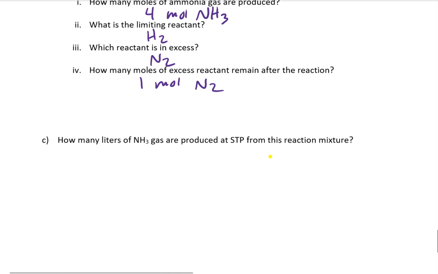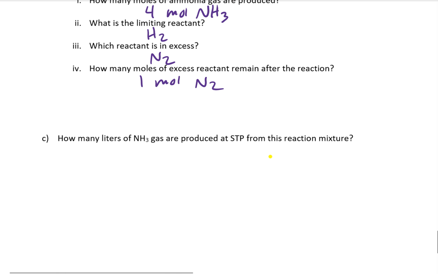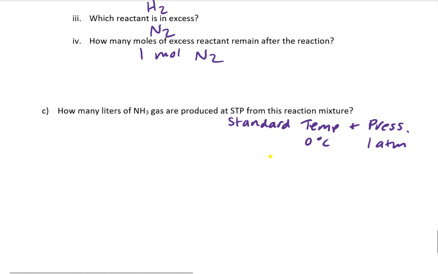Finally, here in part C, how many liters of NH3 are produced at STP for this reaction mixture? STP stands for standard temperature and pressure, specifically 0 degrees Celsius and 1 atm of pressure. We can use the conversion factor of 1 mole equals 22.4 liters anytime you need to convert between moles and liters of a gas that is at STP conditions.